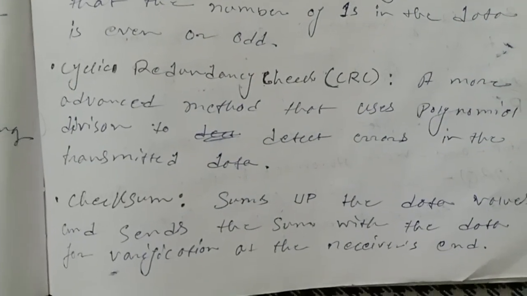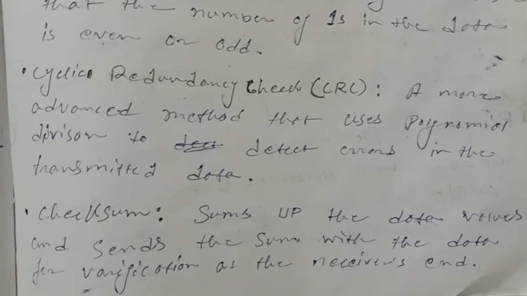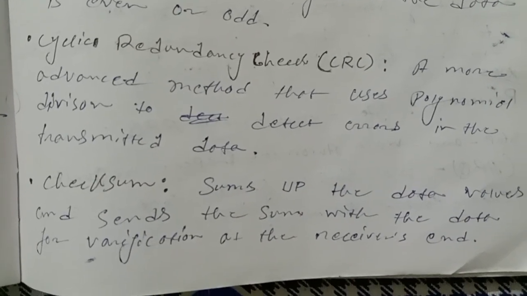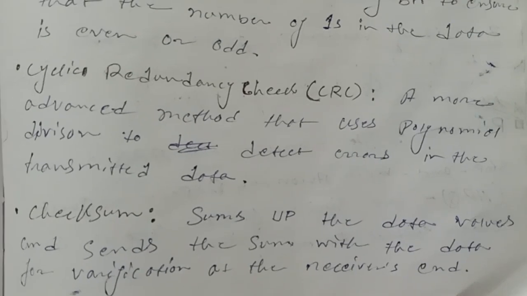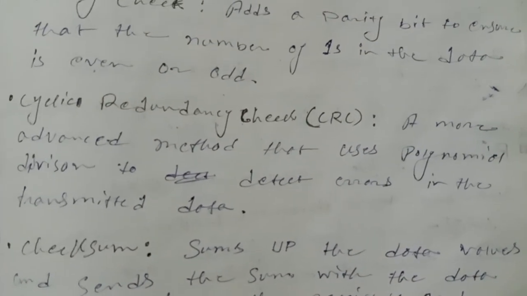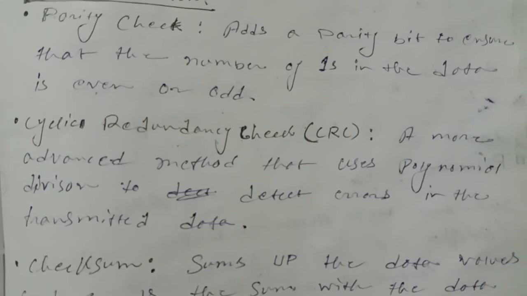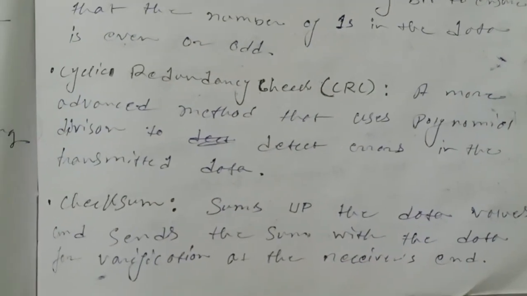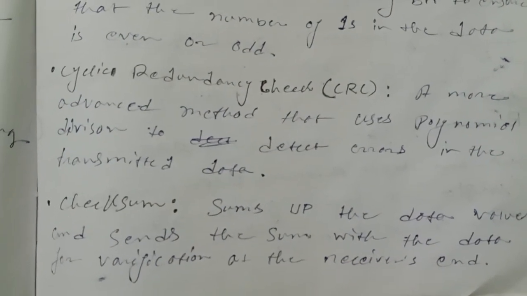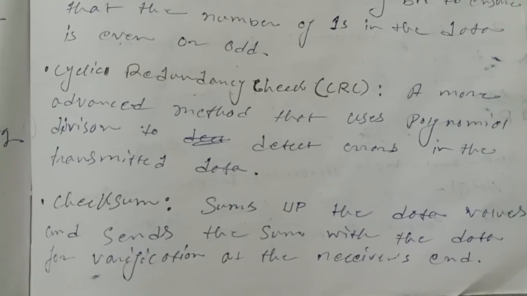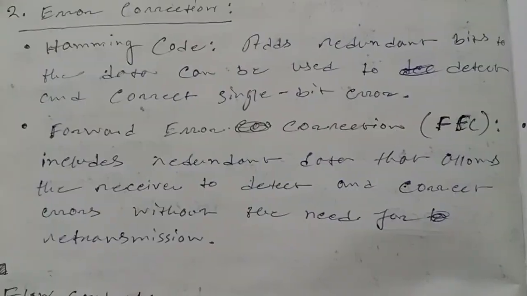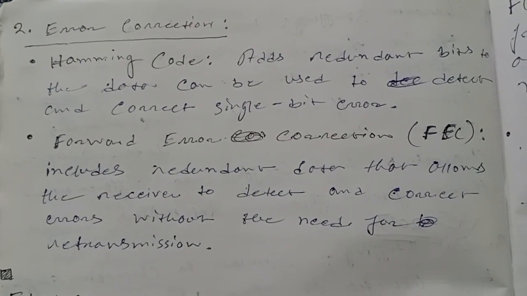Second one is CRC, or cyclic redundancy check, a more advanced method that uses polynomial division to detect errors in the transmitted data. So it's also a procedure to detect the errors. Third one is checksum. It sums up the data values and sends the sum with the data for verification at the receiver's end.